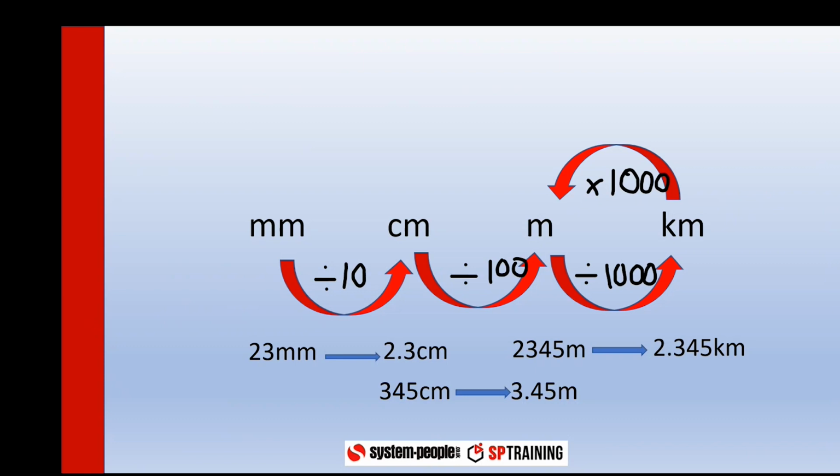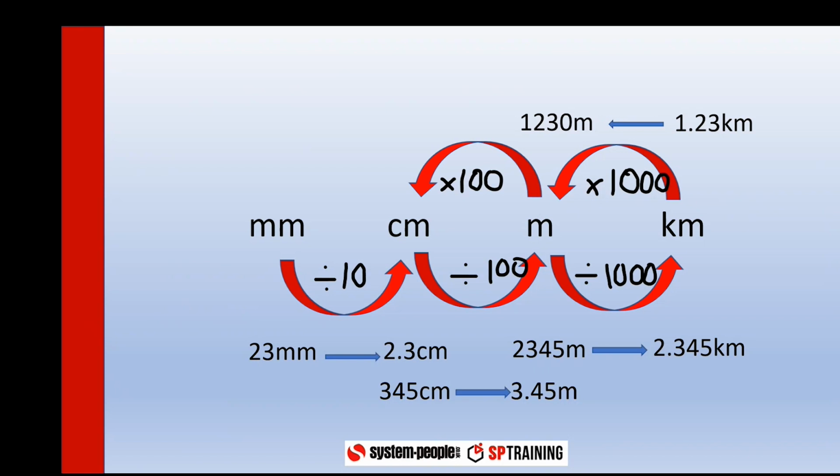If we multiply our kilometers by 1,000, we will then get our meters. So if we've got 1.23 kilometers, multiply that by 1,000 and we get 1,230 meters. Don't forget to put the 0 on the end there as well.